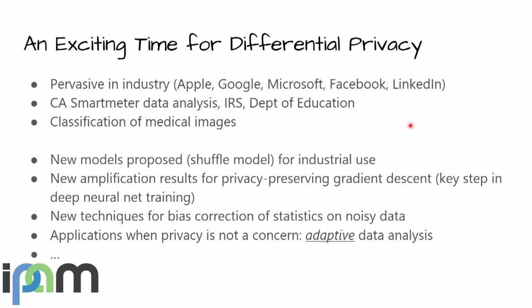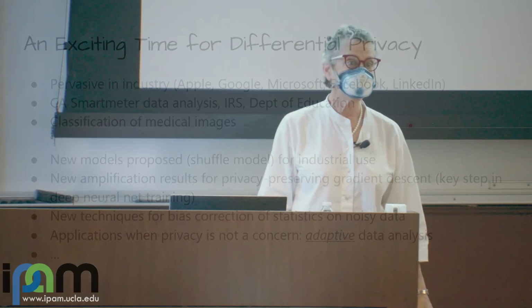And there are applications of differential privacy even when privacy itself is not a concern. And in particular, it provides a defense against what's known as p-hacking or overfitting. We call it adaptive data analysis.